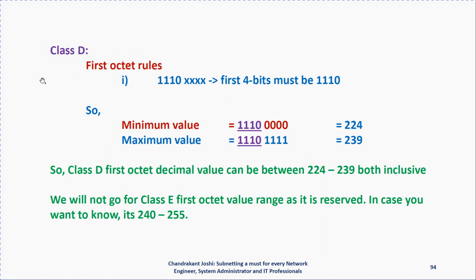This is not required, but I am just giving it. For class D, the first 4 bits must be 1110. To get the minimum, turn the remaining bits to zeros. To get the maximum, turn the remaining bits on. And this gives a range of 224 through 239. Likewise, for class E, the range comes to 240 through 255. We don't need to remember this.